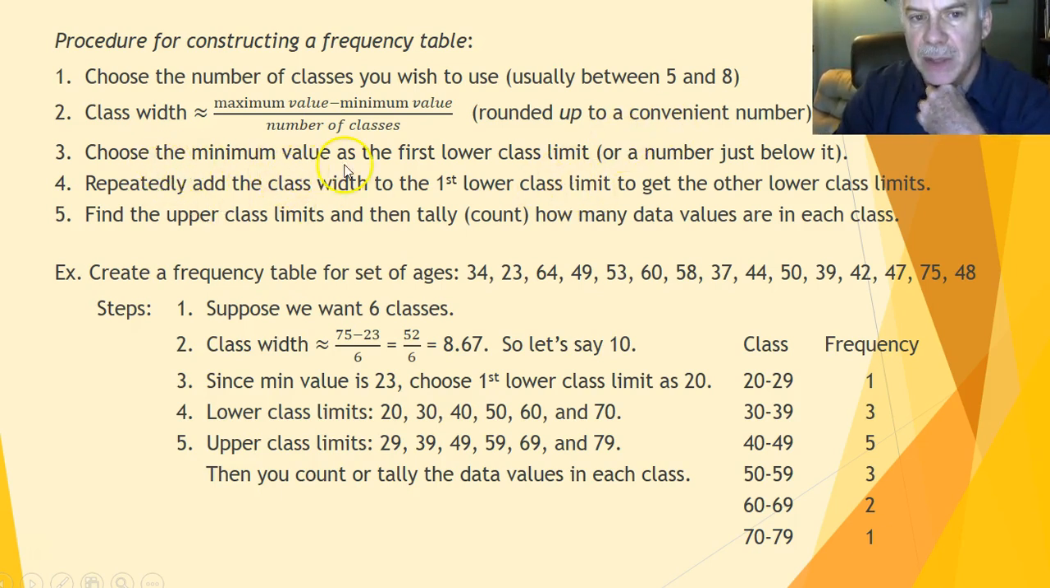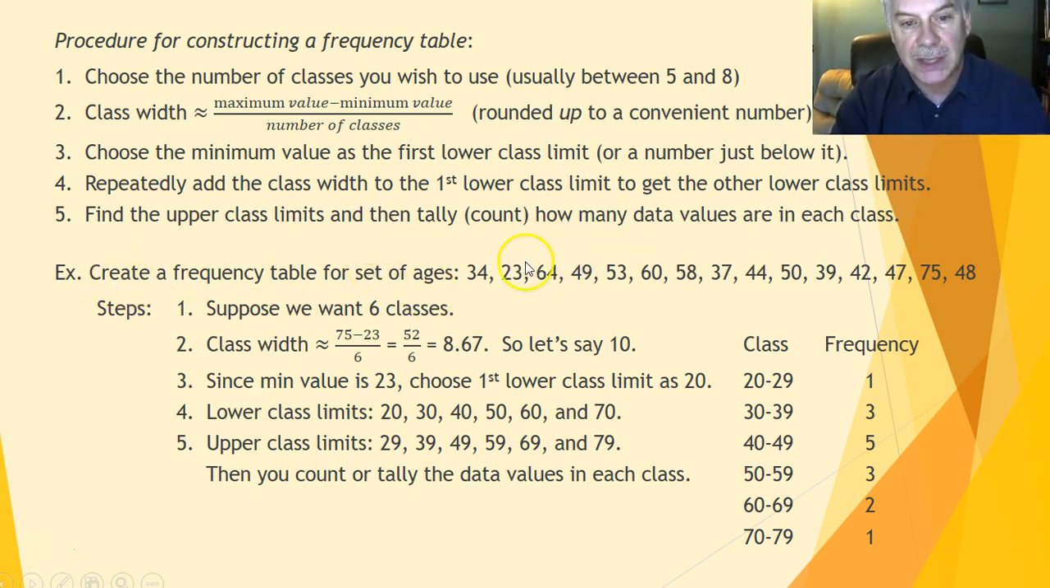Then you're going to choose the minimum value as the first lower class limit, or a number just below that. And then you'll repeatedly add the class width to the first lower class limit to get all the other lower class limits. And then you'll find the upper class limits and then tally or count how many data values are in each class. So let me give an example.